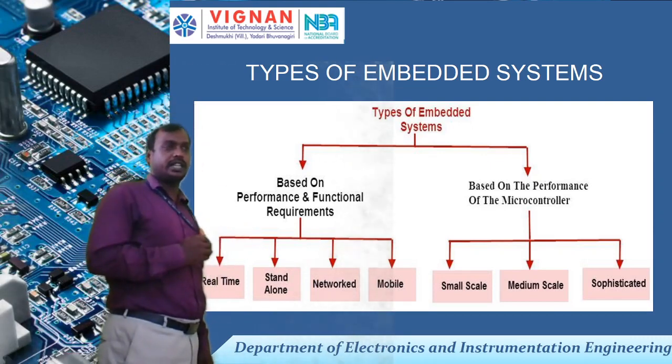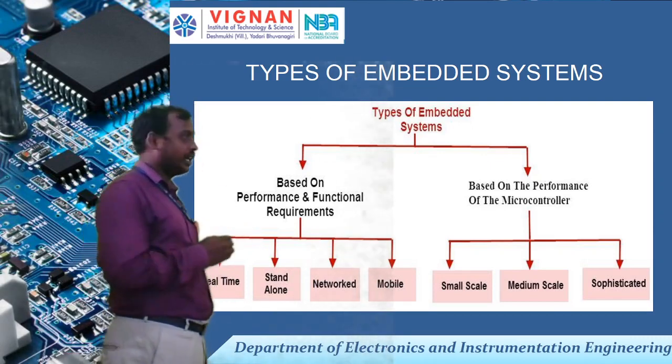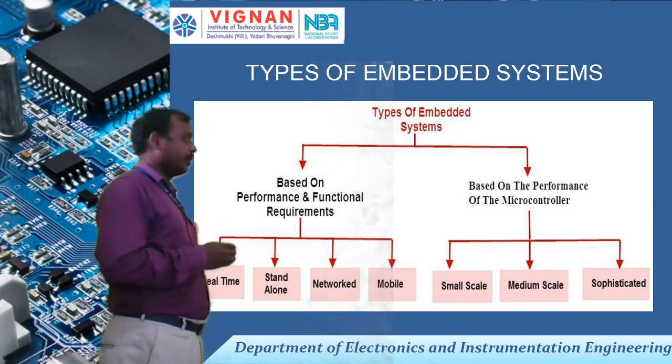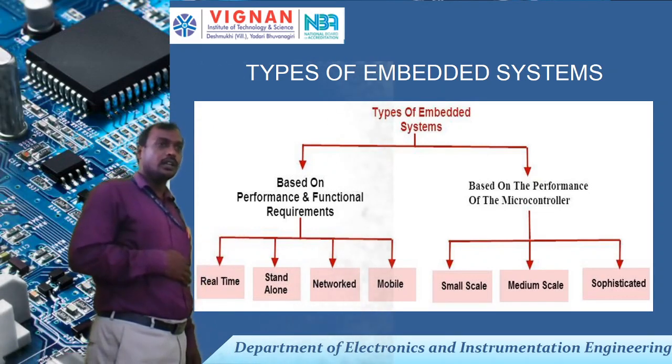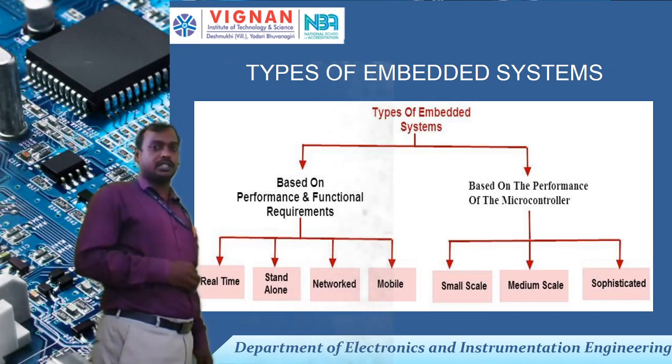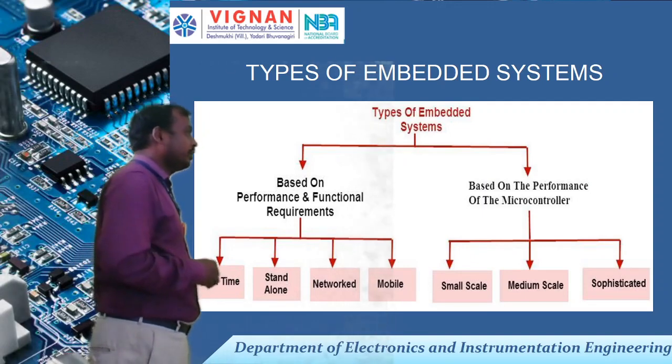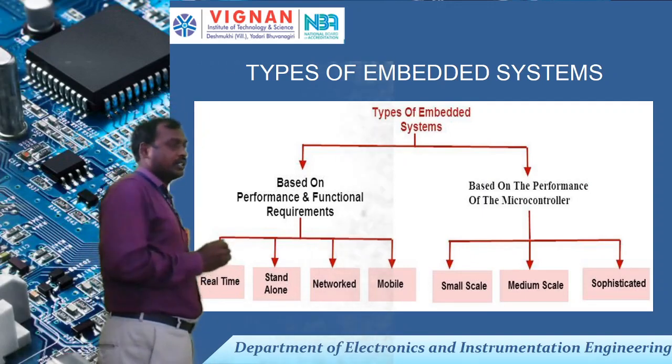Next is the sophisticated embedded system. In that it contains the RTOS. That means here we can choose 32-bit or 64-bit microcontrollers. So here it contains the RTOS, the real time operating system. So why do we have to choose the RTOS?